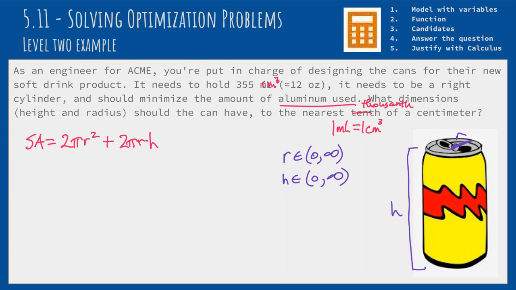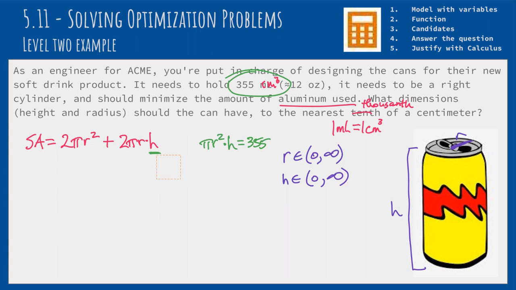Think of this as if we just slice the can down the side and unroll it, we're going to get a rectangle, and that rectangle is going to have a width of 2 pi r and a height of h. Now, the surface area equation is written mostly in terms of r, but we do have h in there. We need to write this in terms of a single variable. So we're going to use a relationship given to us in the problem here that the volume should be 355 cubic centimeters. So the volume of a cylinder is going to be the area of the base, pi r squared, times the height, and that needs to be 355.